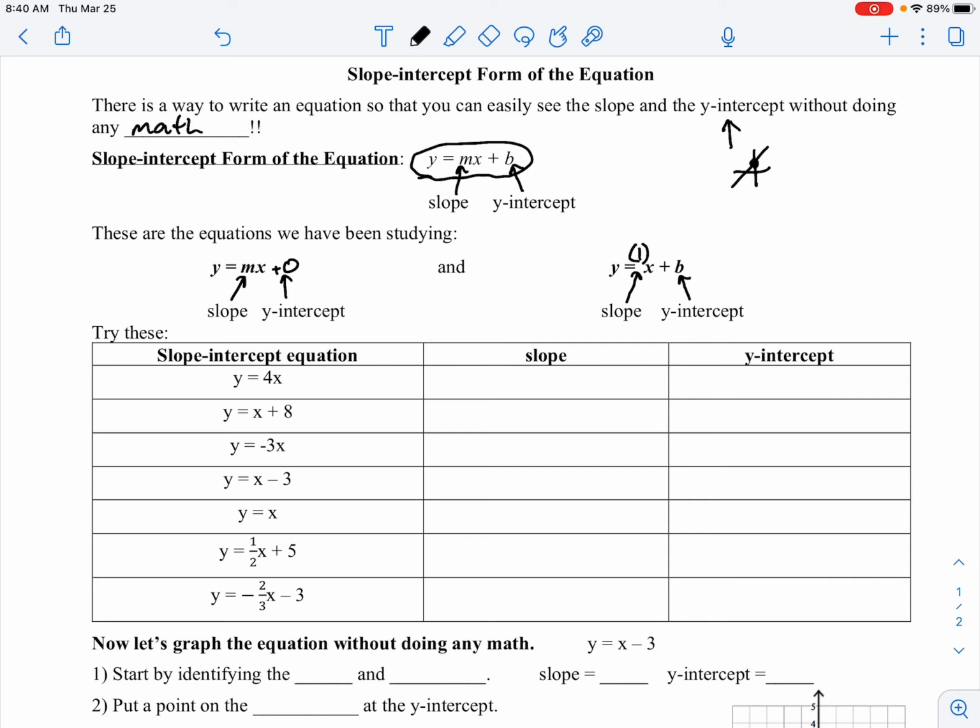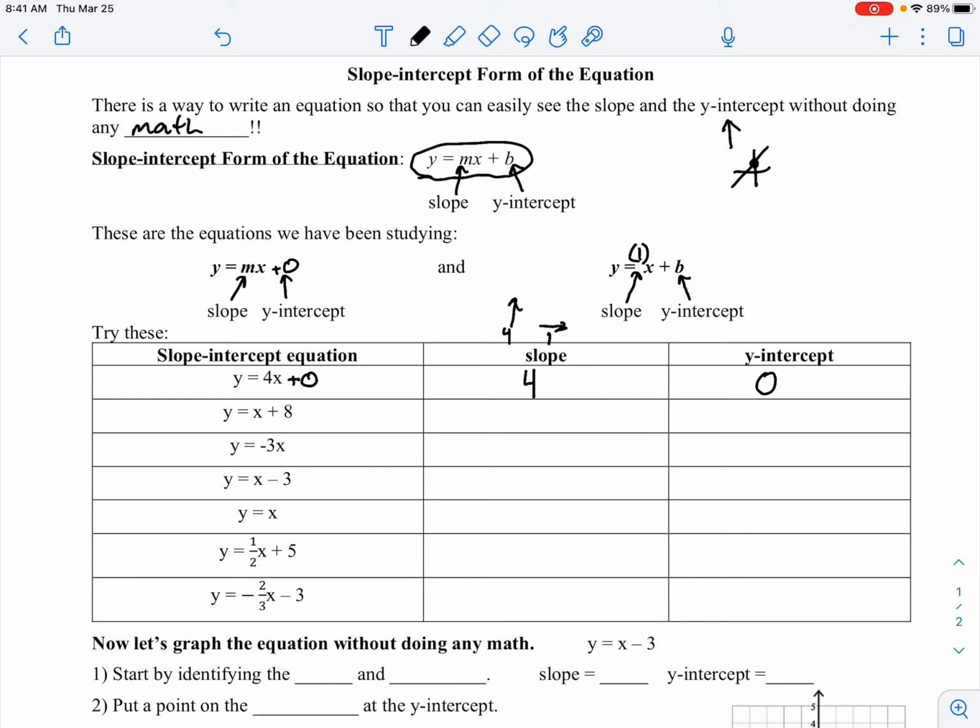So if we take a look at our first equation here, our slope is going to be, well, what's in front of the x being multiplied? That is 4. So our slope here is 4, which means that there is a rise of 4 and a run of 1, because 4 over 1 is just 4. And our y-intercept here, there's nothing after it that we're adding, so if we wanted to, we could write a plus 0, and that'd be easy to see that our y-intercept is 0.